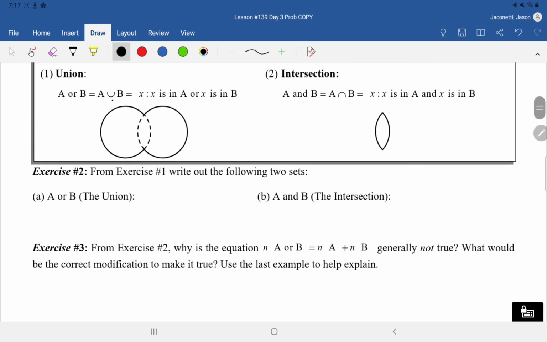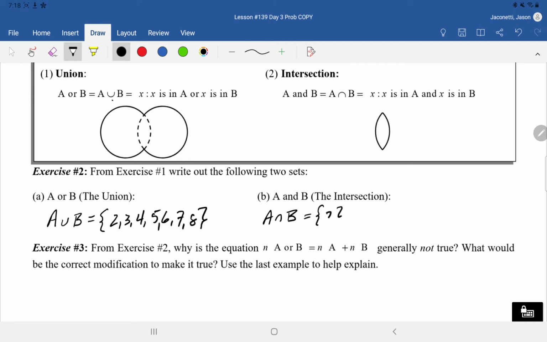All right, so A or B is the union. So when we're talking about A or B as the union, what we have here is going to give me 2, 3, 4, 5, 6, 7, and 8. The intersection, A and B, is going to give me just the 2.